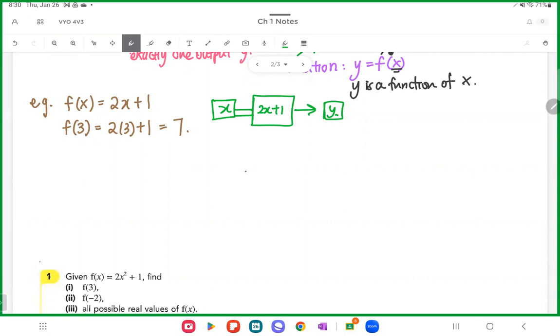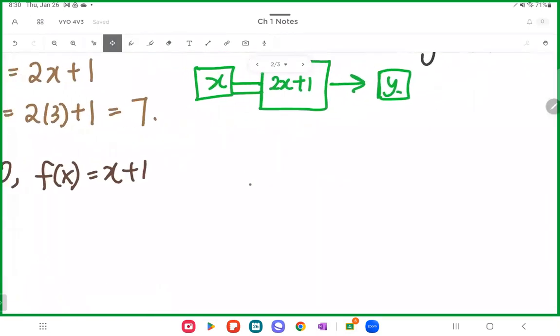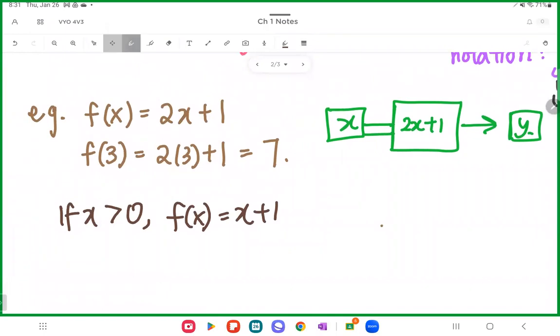Okay. Then another one that I need you to write down will be this. If x is more than 0 and f(x) equals x plus 1, I zoom in this part so that you all can see. If x is more than 0 and f(x) equals x plus 1, then f(x) is going to be more than 1.